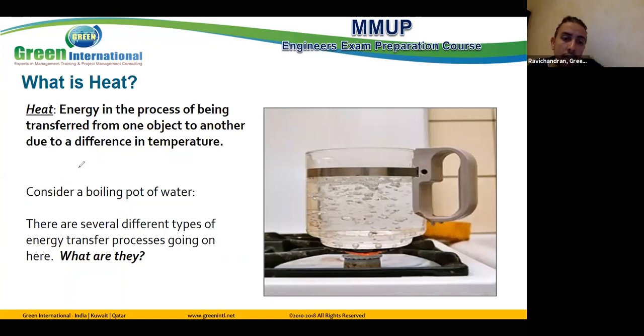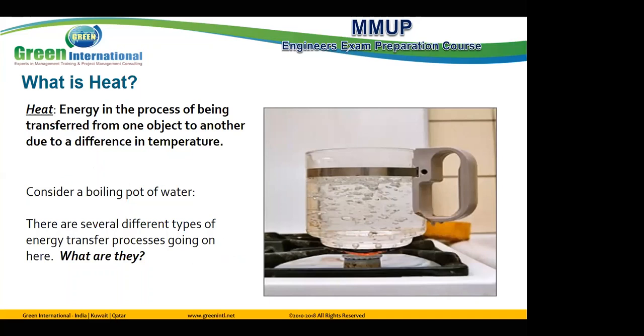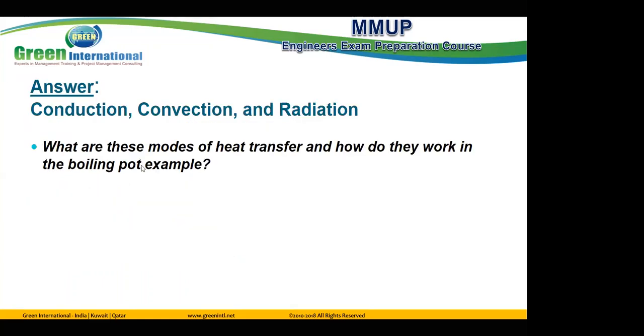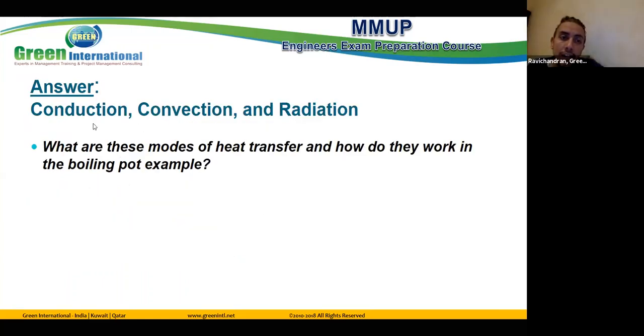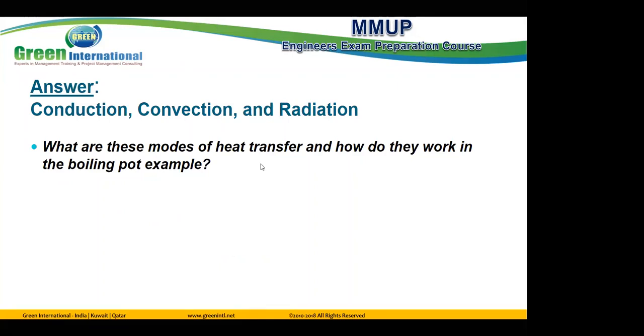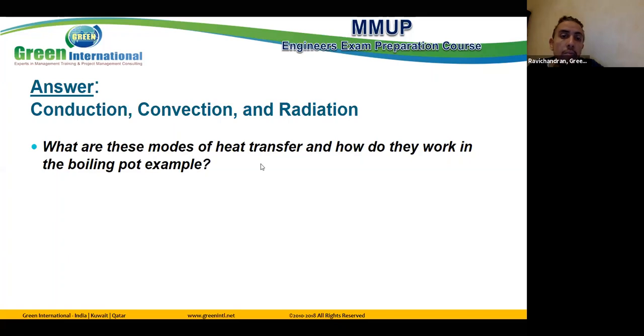We have several different types of energy transfer process going on here. What is this? Conduction, convection, radiation. These are the different modes of heat transfer.